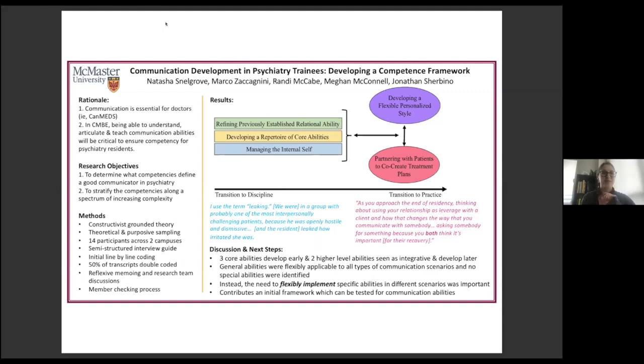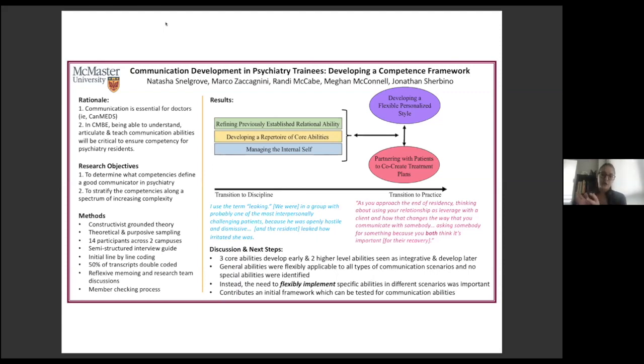Sometimes we have reactions to patients, and it was understood by psychiatric educators that it was critical to be able to manage those reactions when interacting with a patient. I like the quote for that one that I left below from one of our psychology participants. I use the term leaking. We were in a group with one of the most interpersonally challenging patients because he was openly hostile and dismissive, and the resident leaked how irritated she was. That gives you a sense.